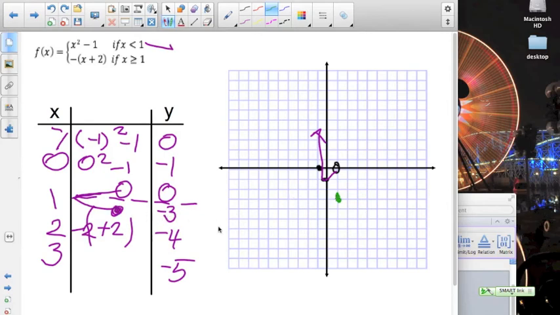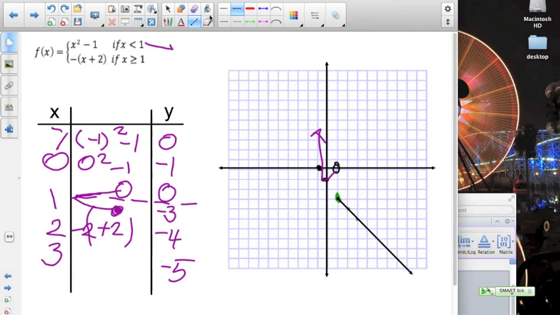Excellent. So now we have 2 and negative 4. We go down to negative 4, right there. And last but not least is 3 and negative 5, which is right there. Good. And so now we're just going to take our line. We're going to draw a nice little line from here and going all the way to the right. Just like that. And there you have it. There's our second piecewise function.